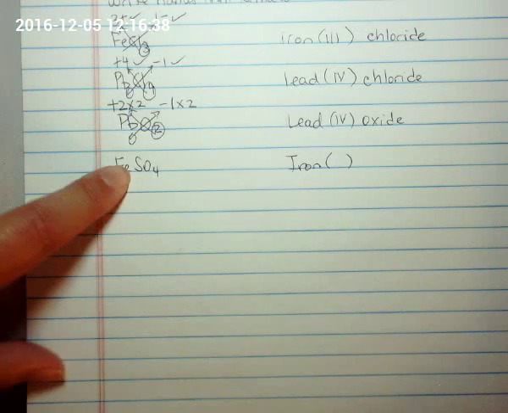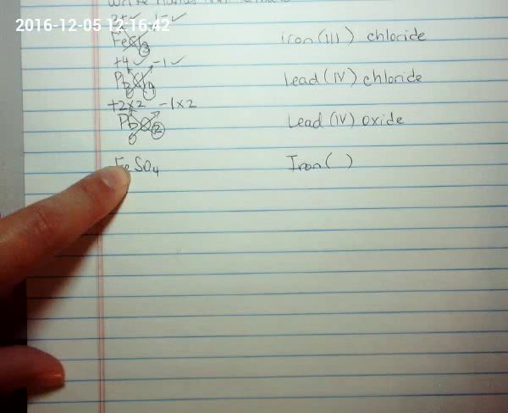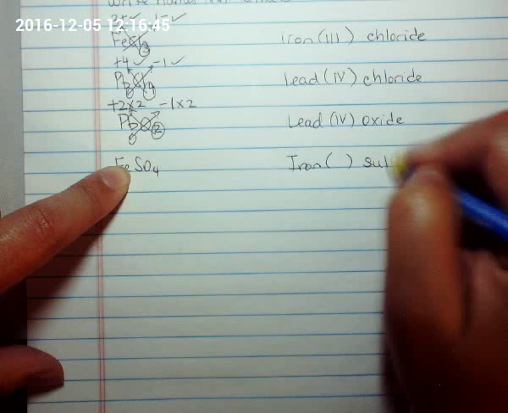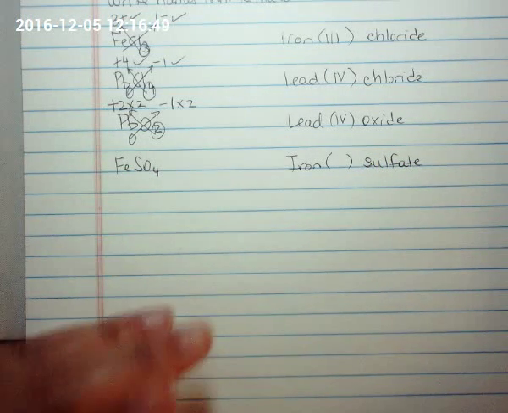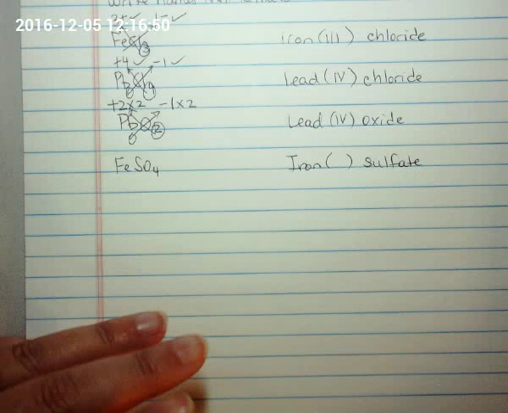And then what's this SO4 thing called? Sulfate. How do you know? You memorized it. It's on that polyatomic ion table. All right? And now the question becomes iron what sulfate? All right, this is tricky. Watch.